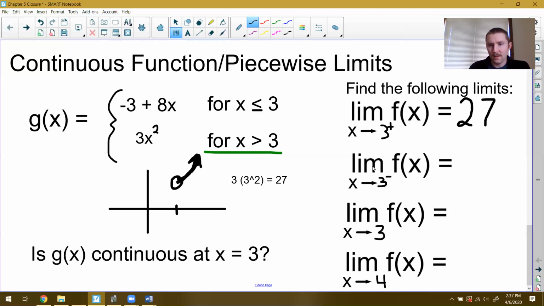If I go to this other one, the limit as x approaches 3 from below, from the lower side, from less than 3, from the negative, I'm going to be using this piece of my function, right? When x is less than or equal to 3, because I'm approaching from numbers that are less than 3. Again, that's what the minus means. So if I plug 3 into this piece, that's going to tell me the limit from the lower side. Obviously, this one told me limit from the upper side. So if I plug 3 in here, 8 times 3 is 24. Negative 3 plus 24, that I believe gets me 21.